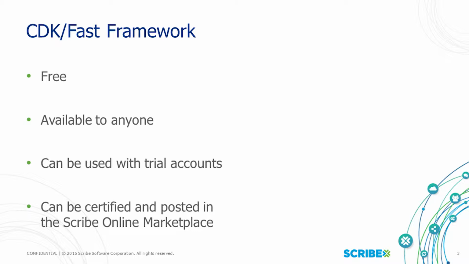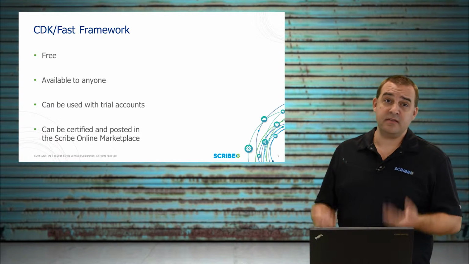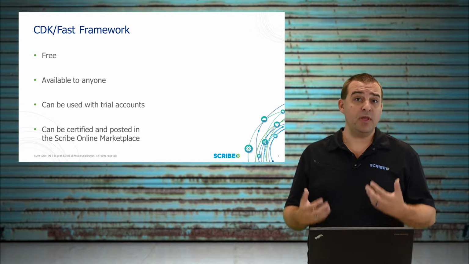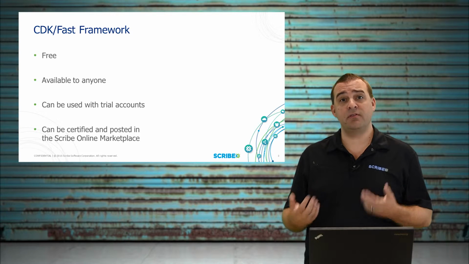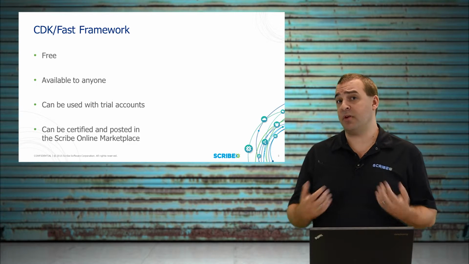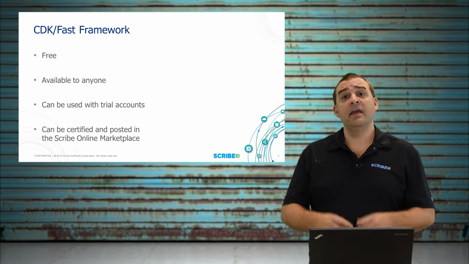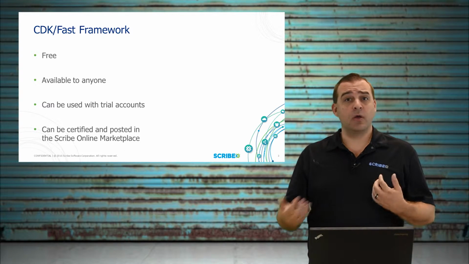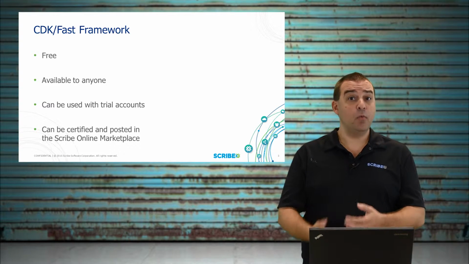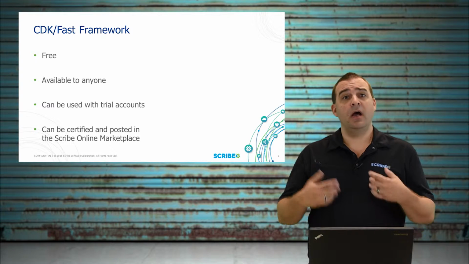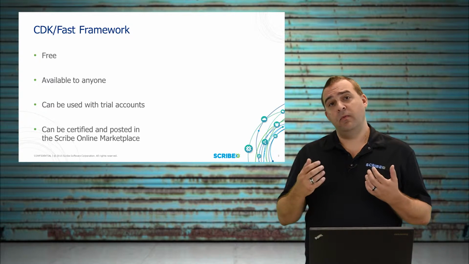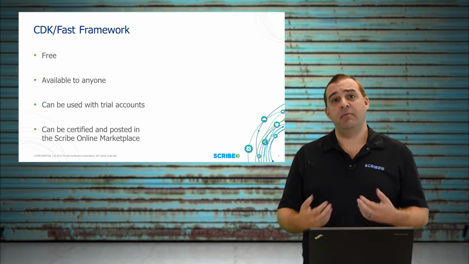Both options are free. We provide the FAST framework and the Connector Development Kit to anyone who asks for it: partners, customers, including trial customers. These connectors that you build with these frameworks can be used with trial Scribe accounts. They can be used with production accounts. And if in the future you decide that you want to go live with a solution that you've created with your connector, we can get those certified and put in the marketplace.